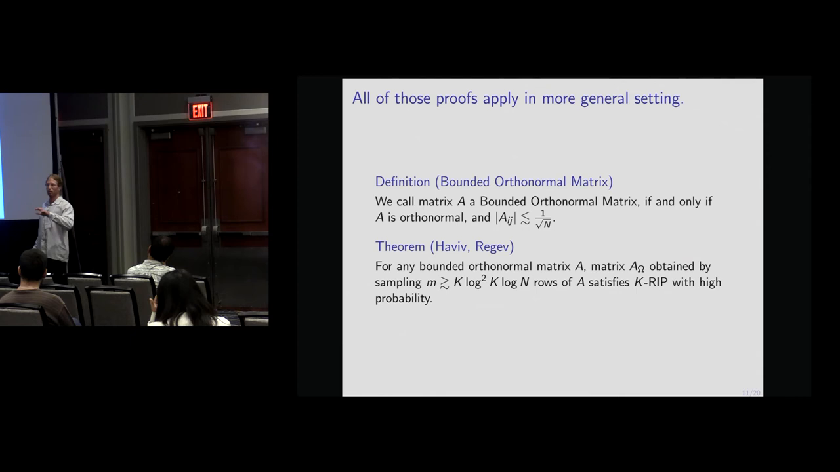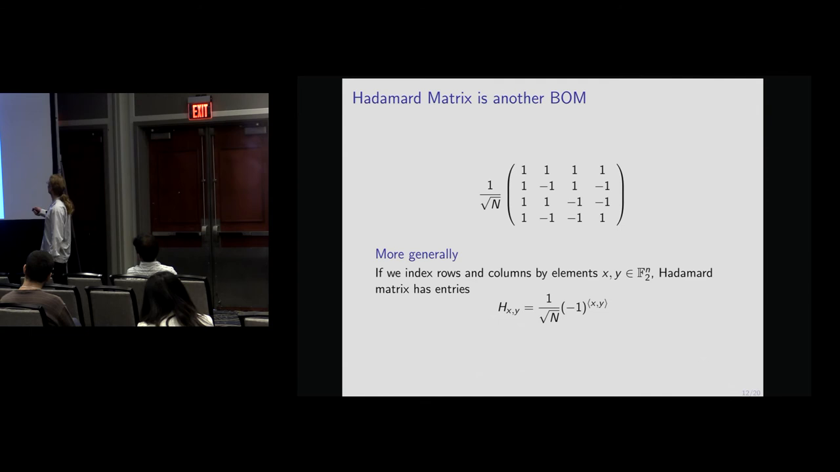Whenever you start with a bounded orthonormal matrix and subsample, say, K log cube N rows of it, you will end up with a matrix that has the restricted isometry property. Now, I'm going to show you a different bounded orthonormal matrix that's not the discrete Fourier transform. This is the so-called Hadamard matrix, or Walsh-Hadamard matrix. It looks like this. It has a formula for its entries. And the main point here is that this is a bounded orthonormal matrix.